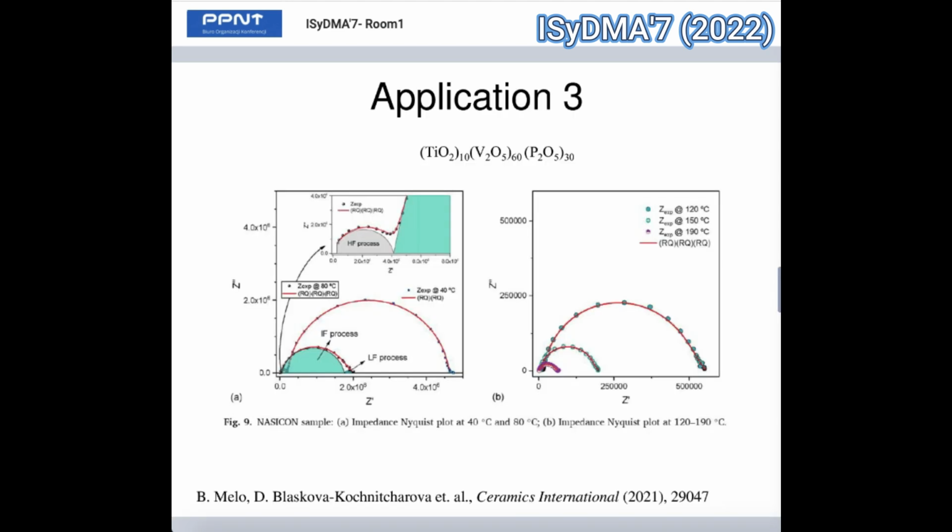So finally, another application we can see here, a measurement in this particular glass. We can see several circles. You can deconvolute this big circle in several circles. We see a low frequency process, because the frequency increases from the right to the left in this Z representation. So we have here a first relaxation, a second relaxation, and here a very small circle, a third relaxation.